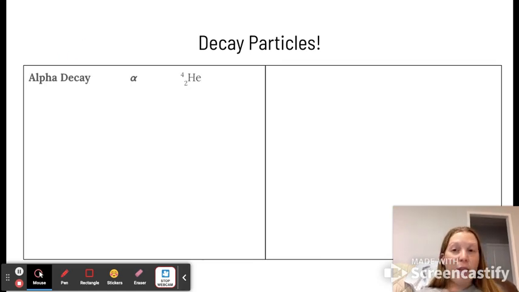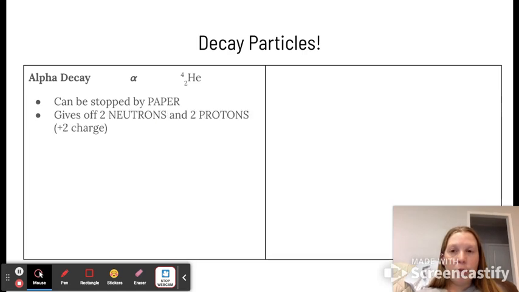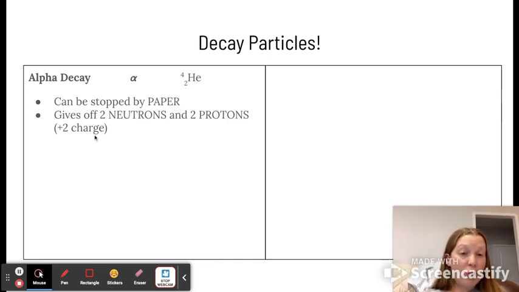The first one is alpha decay. Its symbol is this little sideways fish, and its notation in a nuclear decay equation is a helium particle. And the reason it's a helium particle is because it gives off 2 neutrons and 2 protons. Since it gives off 2 protons, this does have a +2 charge, and it means it has an atomic number of 2 and a mass number of 4, which is what helium looks like. So you would note this as a helium atom.